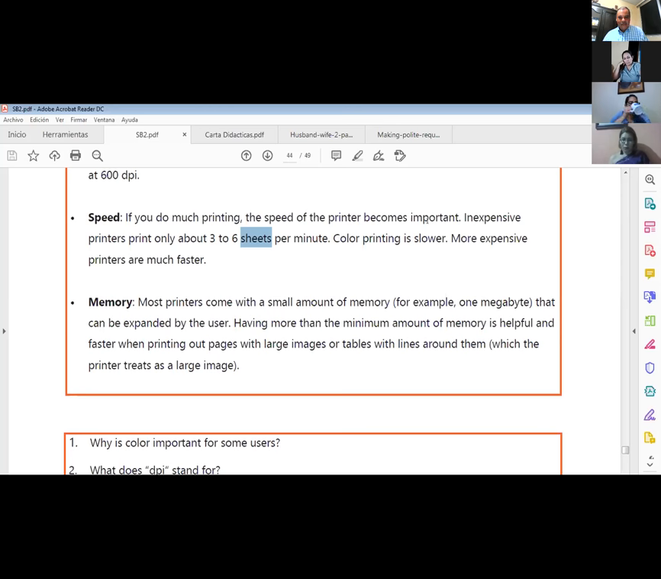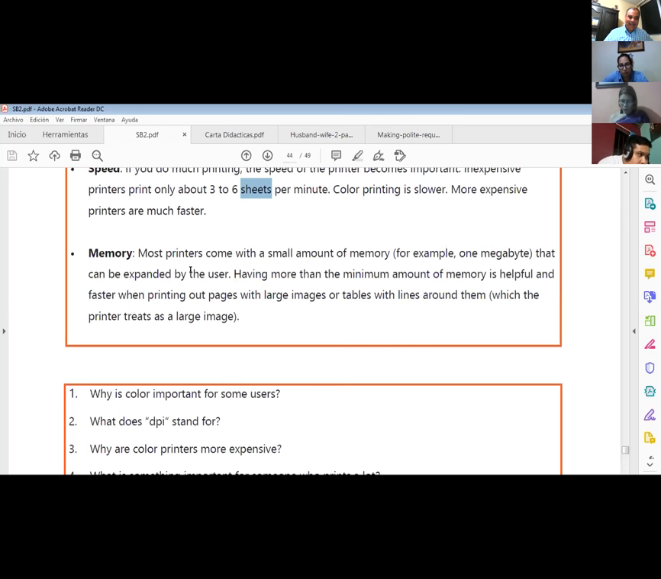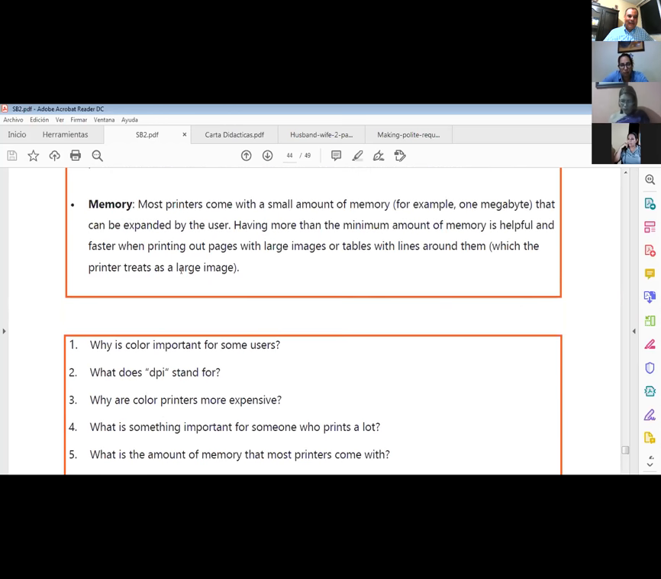Okay. So inexpensive printers print only 3 to 6 sheets per minute. And color printer is slower. Color printing, impresión a color es más lenta. Okay, más despacio. More expensive printers are much faster. Y impresores más caros son mucho más rápidos. Okay, very good. Now, memory.